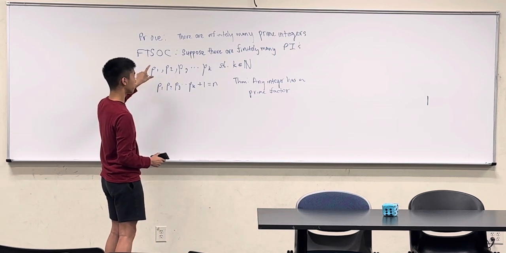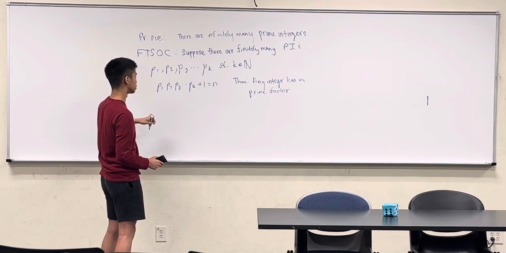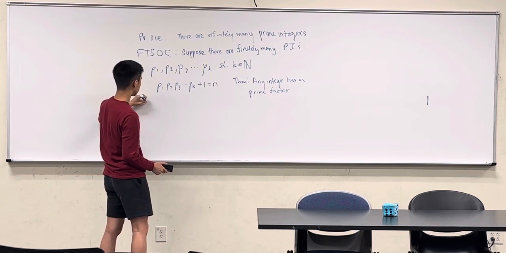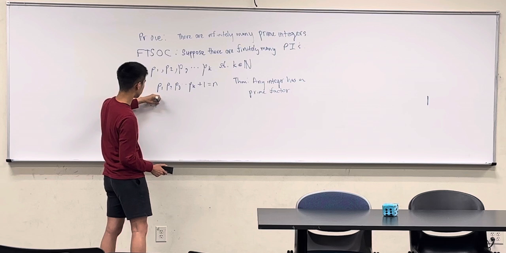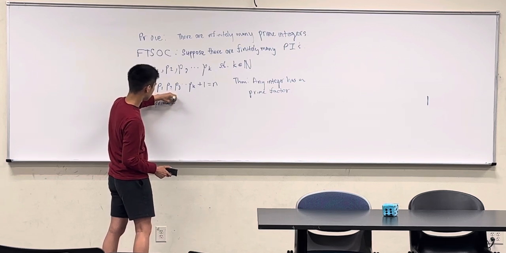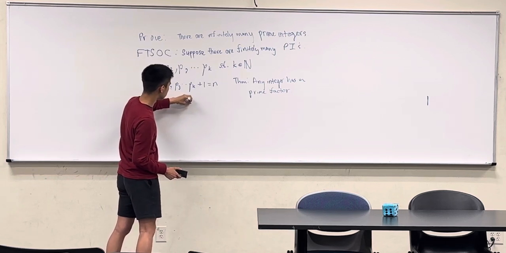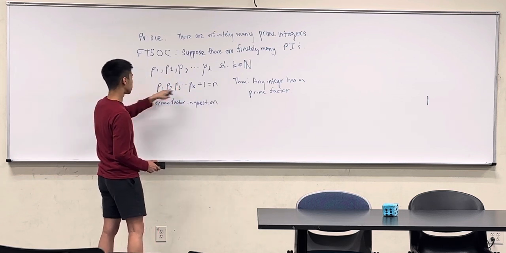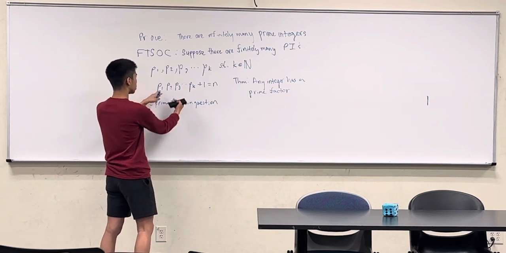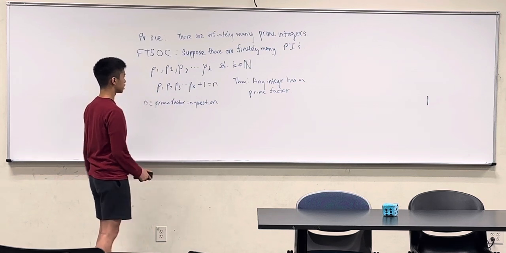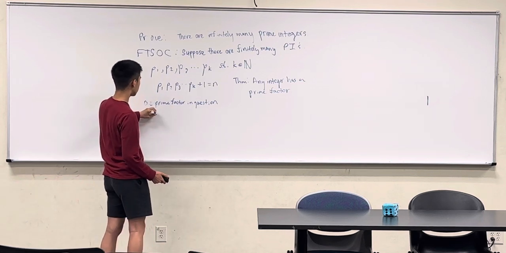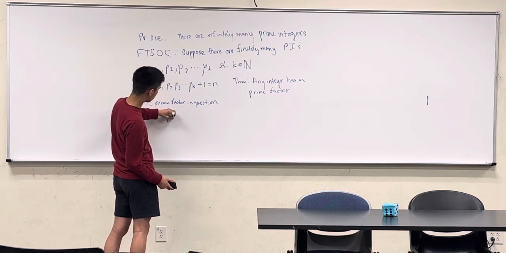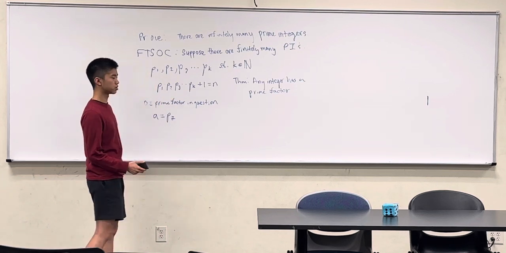But since there are only finitely many prime integers, that prime factor, which I'll just call a, has to be one of these. So a has to be one of p1 to pk. Let's just say that a is equal to, I'll just call it z, pz. So it's one of these terms.